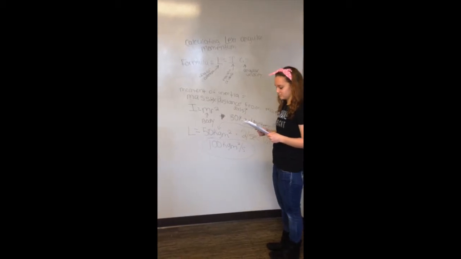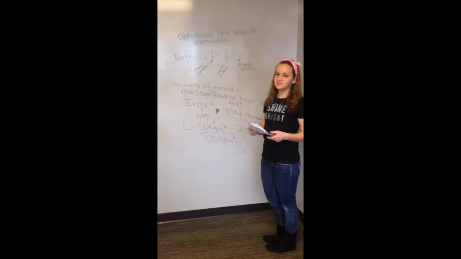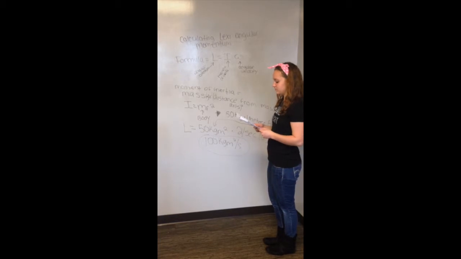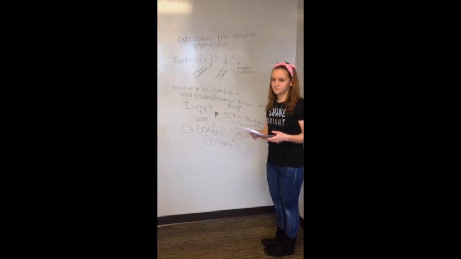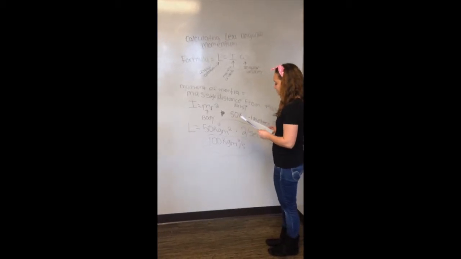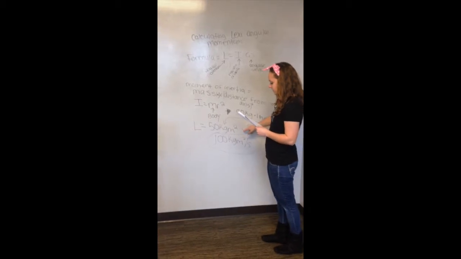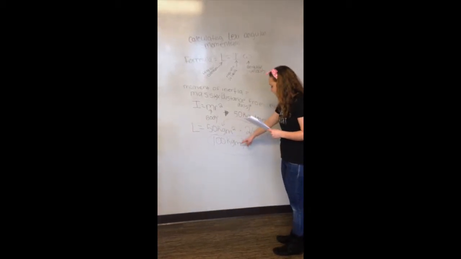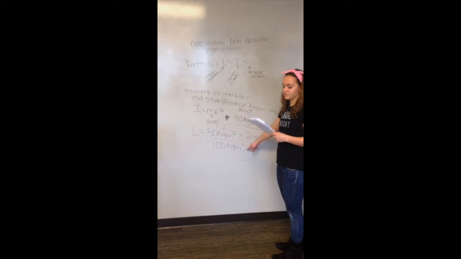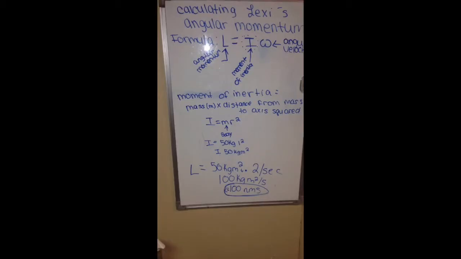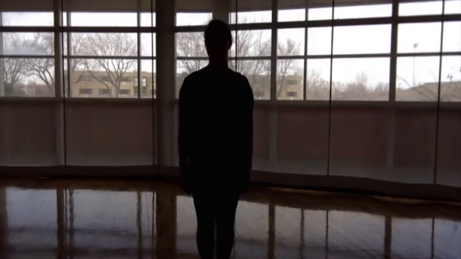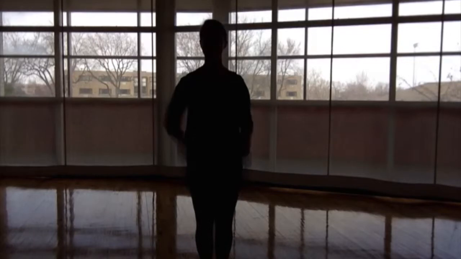Okay, problem. What is my angular velocity? Your angular velocity is how many times you turn per second. Oh, so 2. So what we would do is multiply 50 by 2, so we get 100 kilograms meters squared per second. Now notice Lexi's speed when her leg is pulled out.